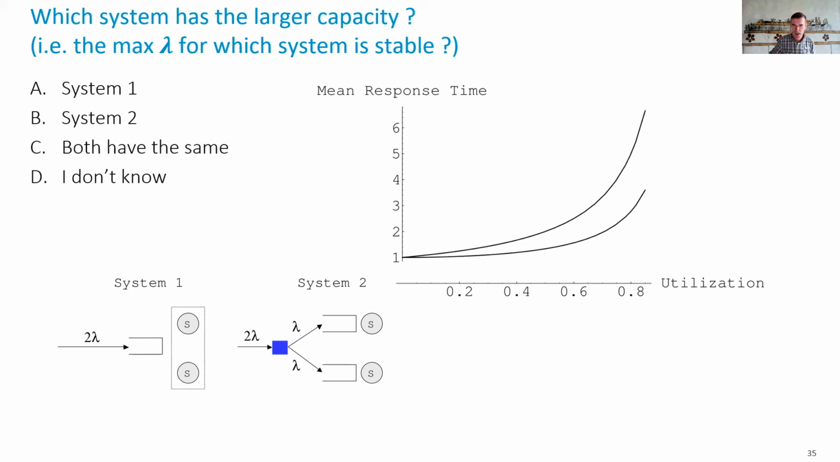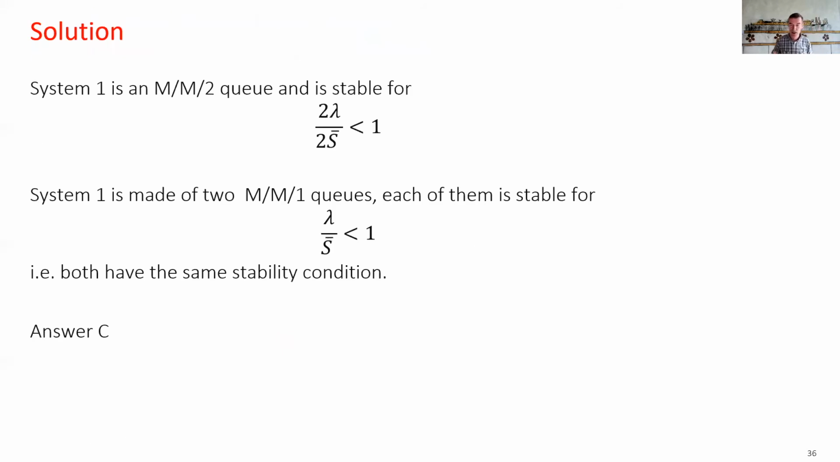And the majority says both have the same, which is exactly true. So again, this is an example where the capacity is not a first order quantity. If we apply the formulas we've seen before, an MM2Q is stable when the utilization is less than 1, and MM1 is the same. The utilization corresponds to 2 lambda over 2 S bar, and here lambda over S bar. So both have the same stability condition. Voilà, those are a few take-home messages that are important about the qualitative behavior of queuing systems.